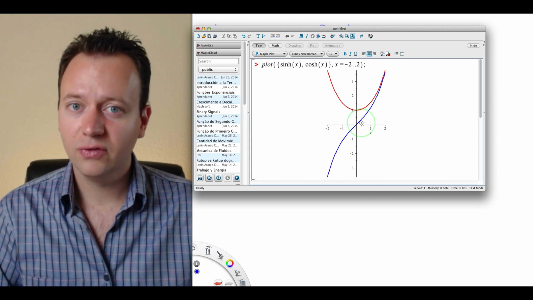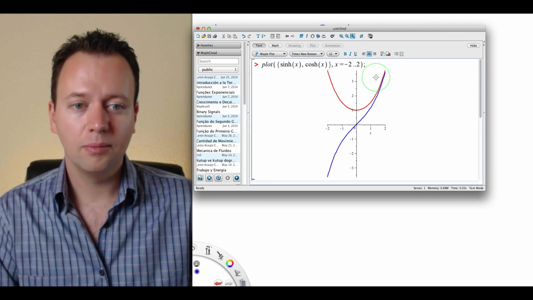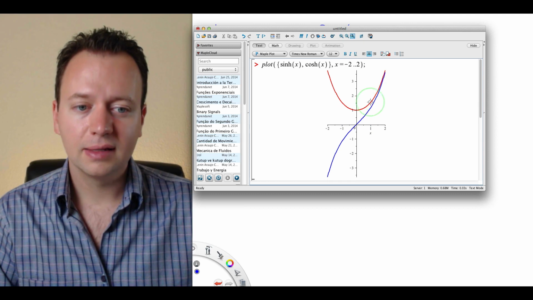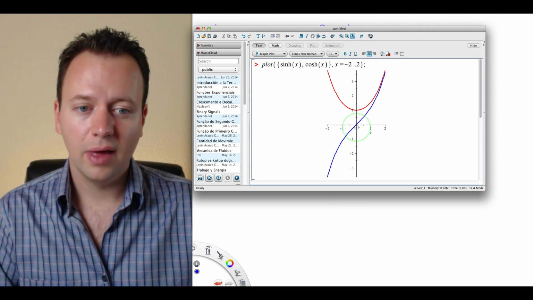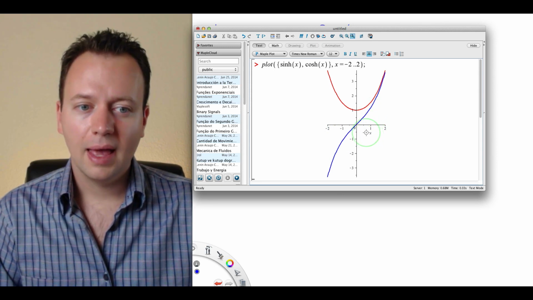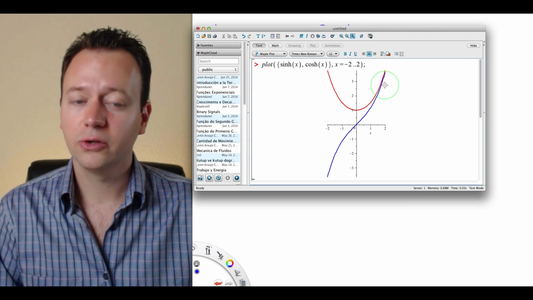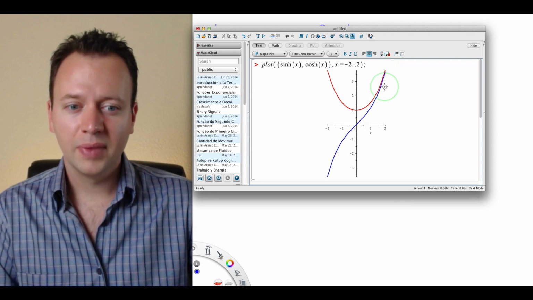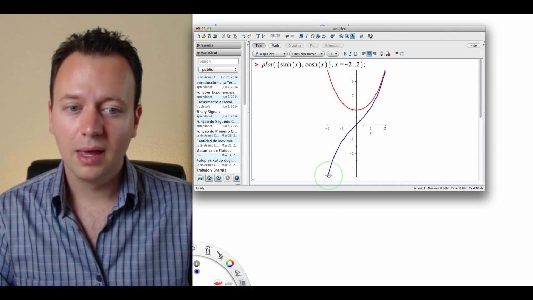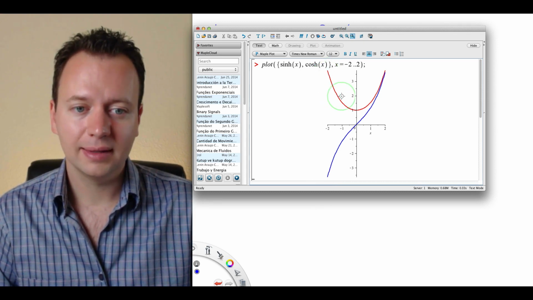Also, you can look at even and odd. The hyperbolic cosine function is an even function, meaning it's a mirror image about the y-axis, just like cosine is. And the sinh function is odd, meaning that sinh of minus 1 is the negative of sinh of 1. You'll also notice that these two functions approach each other as x goes to infinity. They get very, very close. And as x goes to minus infinity, they approach the opposite of each other. So sinh is approximately the negative of cosh for large negative values of x.